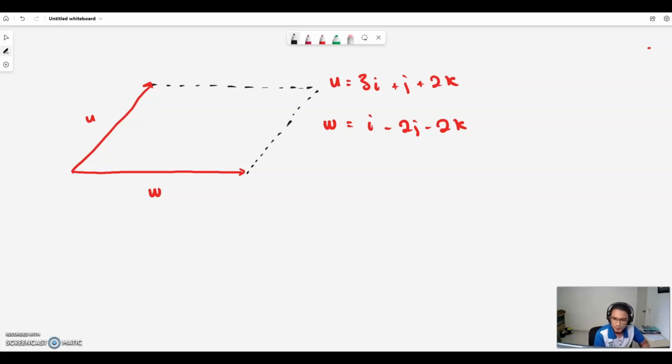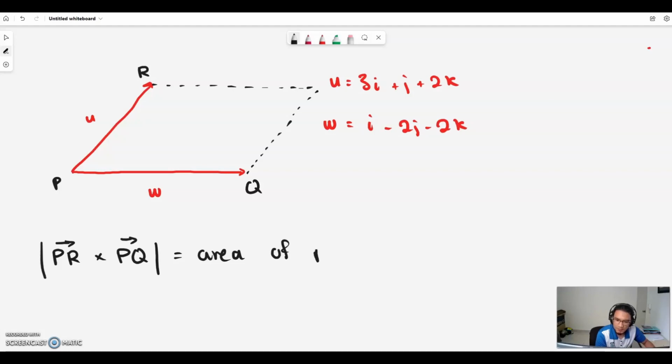Okay, so firstly let's label the points. This is point P, this is point Q, and this is point R. So we have PQ, and if we have PR cross PQ and find the magnitude, it will be equal to the area of the parallelogram.